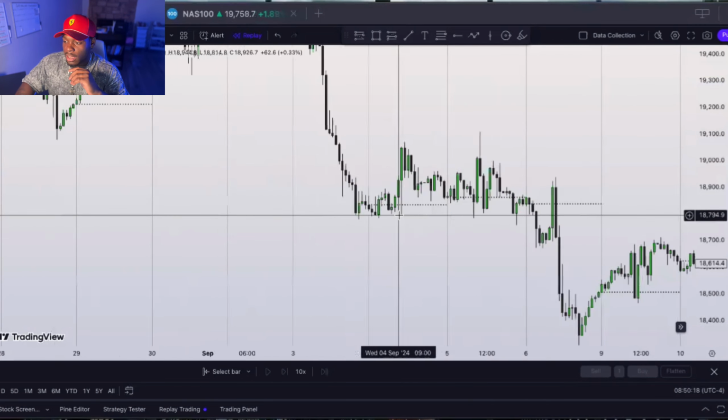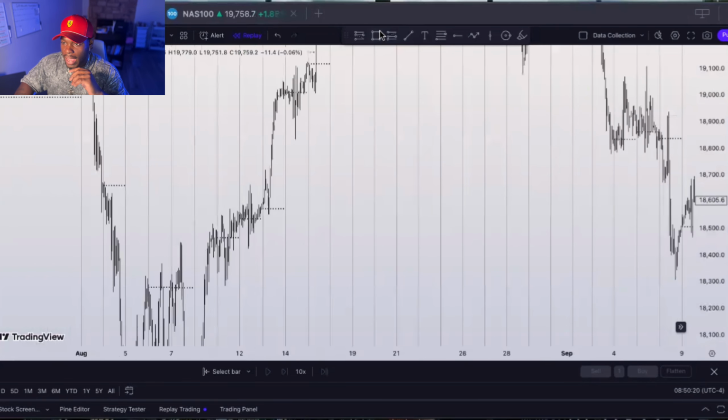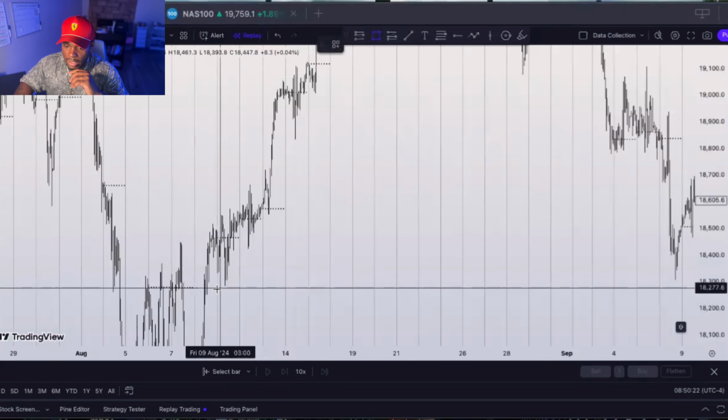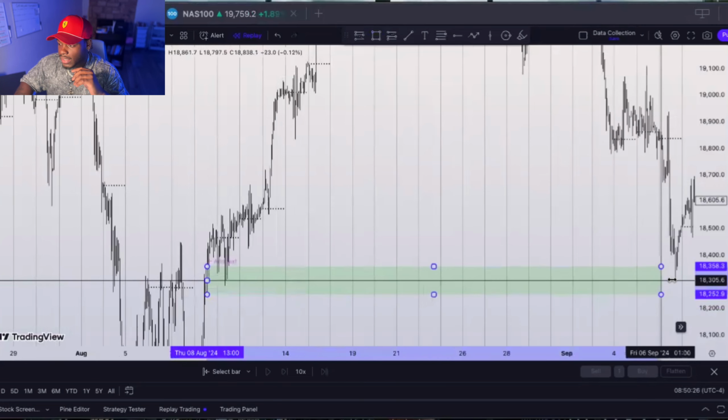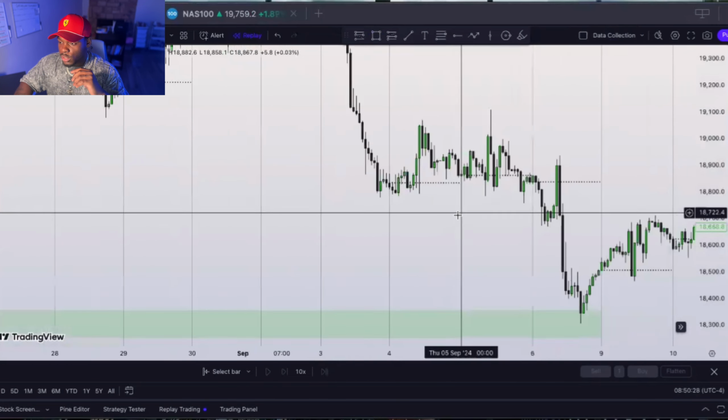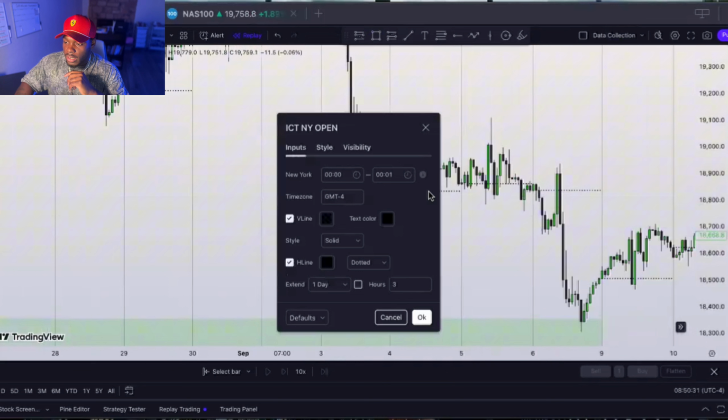But the way I mapped this out is all the way to my left, I know that I had a daily demand zone, right? And that daily demand zone was like somewhere around here. And throughout this entire week, I wanted to get to that daily demand zone. So as you can see here, what I'm going to break down is my midnight price. And this is the thing, this is the indicator. You could use it. It is called ICT New York Open.